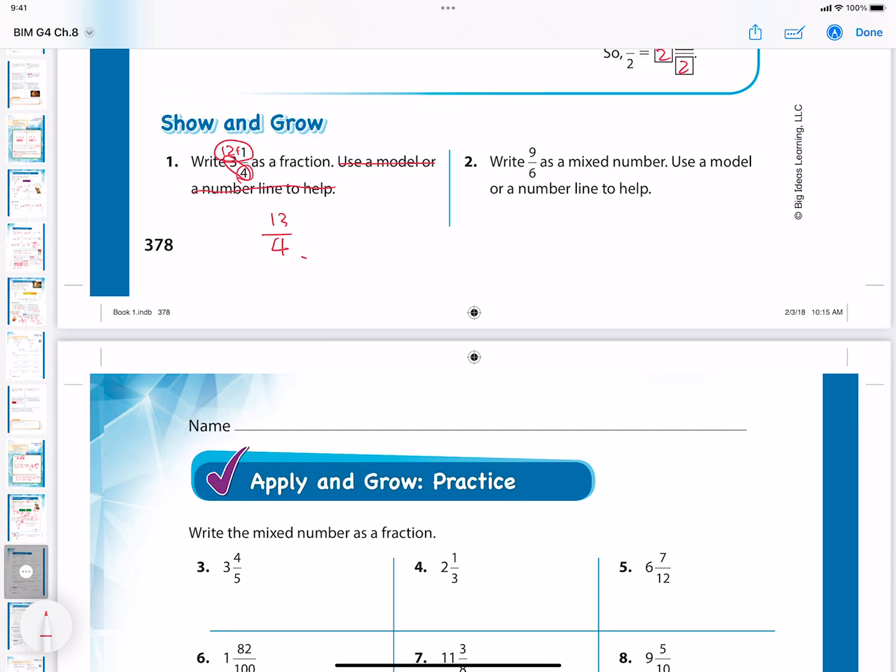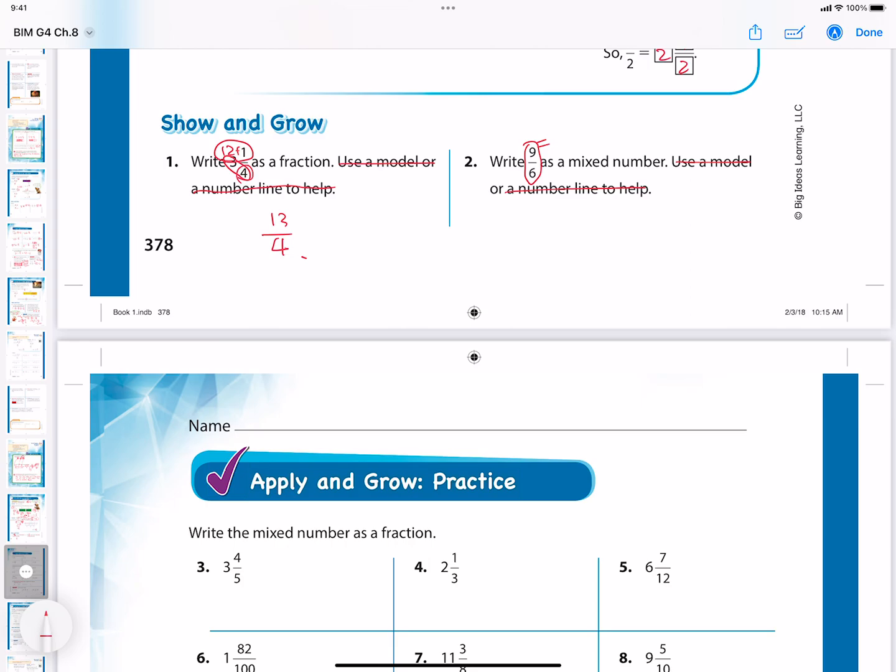Isn't it simple? Yes. All right, now write this 9 over 6. We are not going to use a model, or I'm sorry, if you want to, you can. I'm not saying you shouldn't. You can always use a number line or model, okay? But we know an easier way.